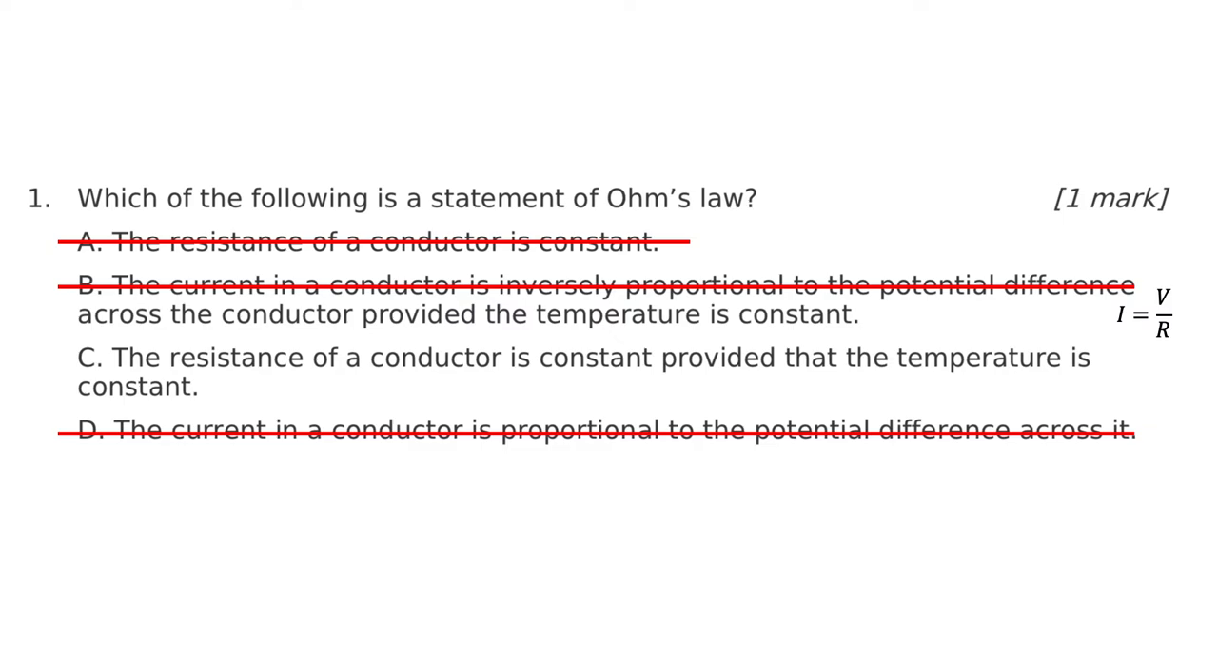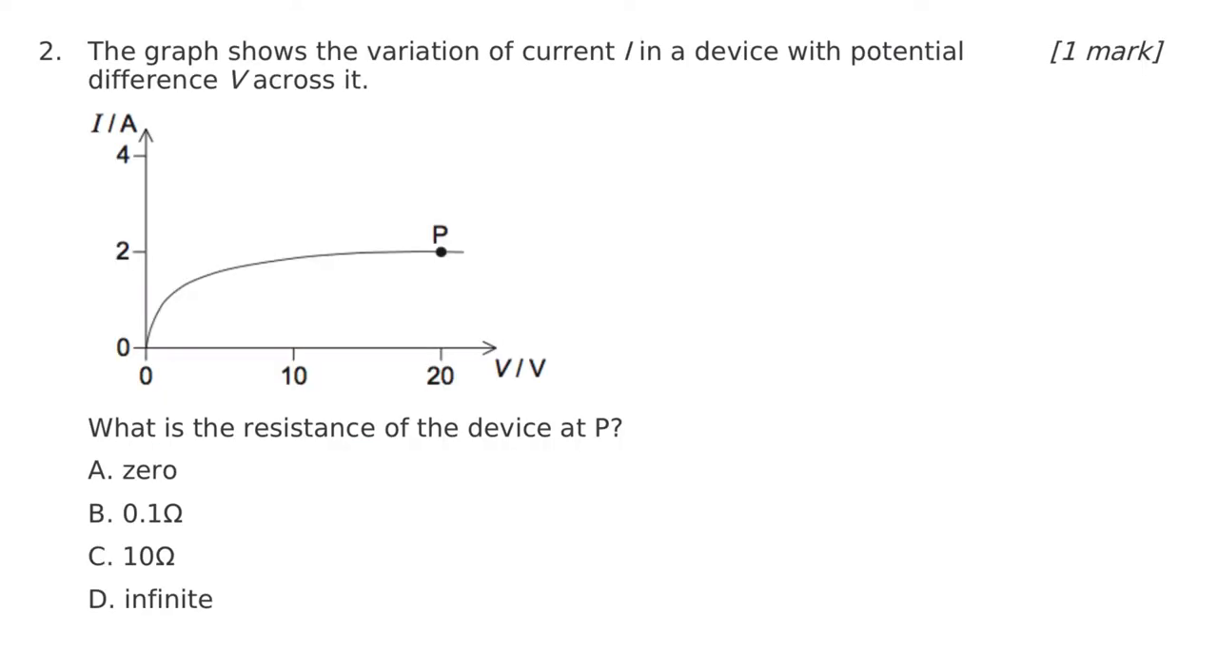We then look back at our C and see the resistance of a conductor is constant provided that the temperature is constant. That is indeed the one we're going to go with here because it provides the fullest approximation of the situation that we're dealing with.